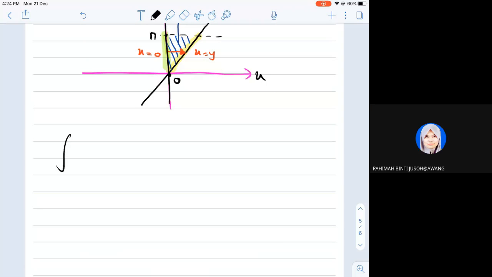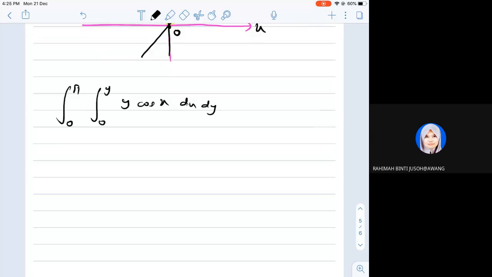We have from 0 until pi, and then we have from 0 until y, y cos x dx dy. Okay. So now, what is the constant now? Y. Okay, so y can be taken out. We just integrate cos x with respect to x. Integrate cos, what should you get? Positive sign, yes. So sin x. Yes, very good. Sin x. Substitute x equals to y and x equals to 0, dy.